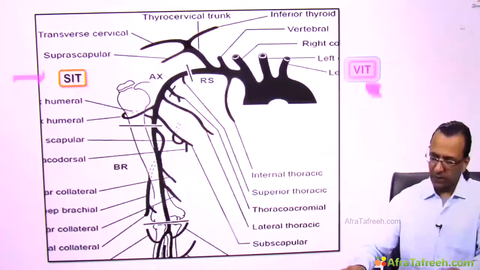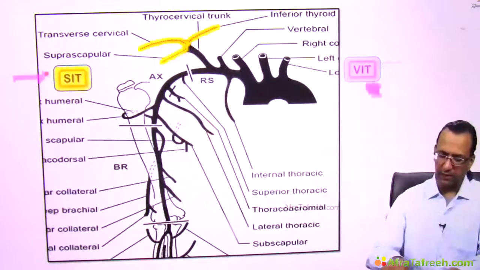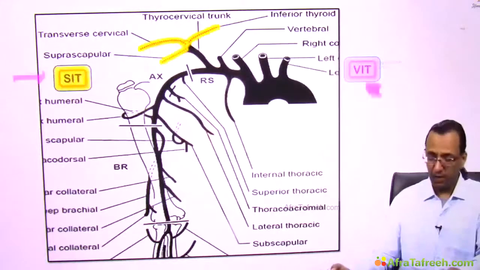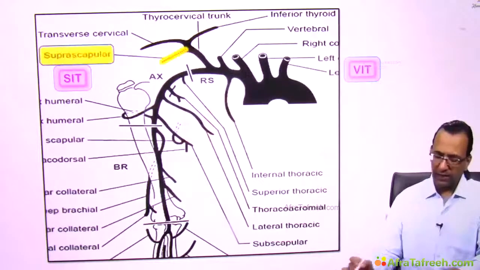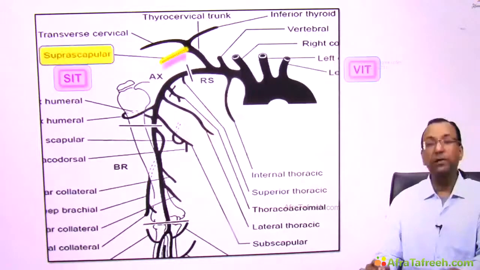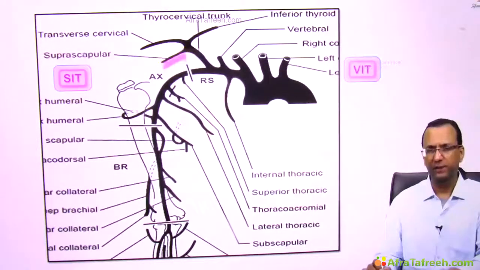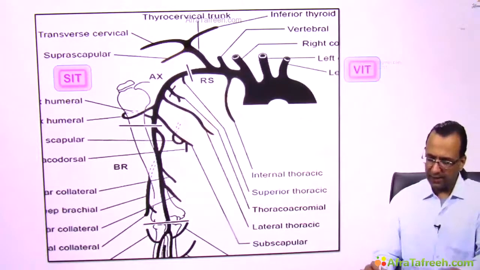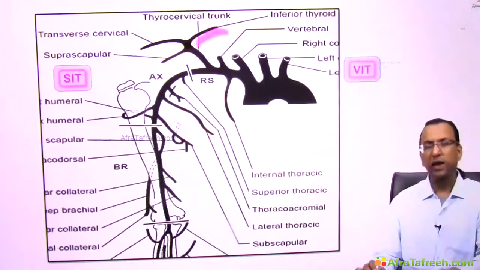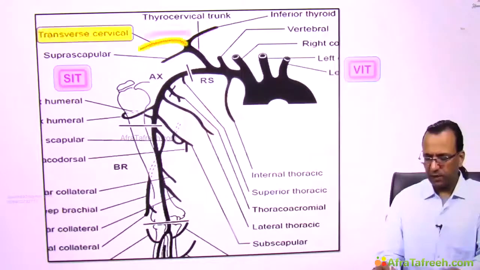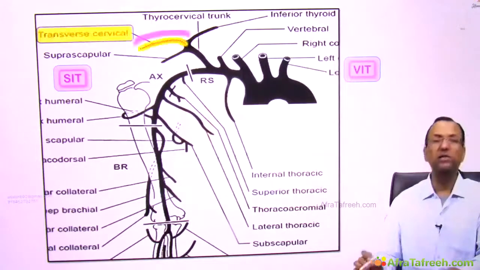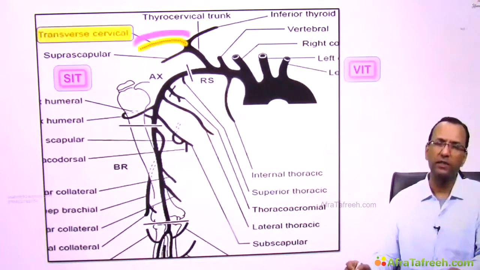Means in the VIT, the T is the thyrocervical trunk, and the thyrocervical trunk is giving the 3 branches. So what are they? You will find that there is the S branch, which is the suprascapular artery going to the scapula for scapular anastomosis. And then there is the I, which is the inferior thyroid artery supplying the thyroid gland. And then there is the T branch of the T, which is called the transverse cervical artery supplying the neck region transversely.